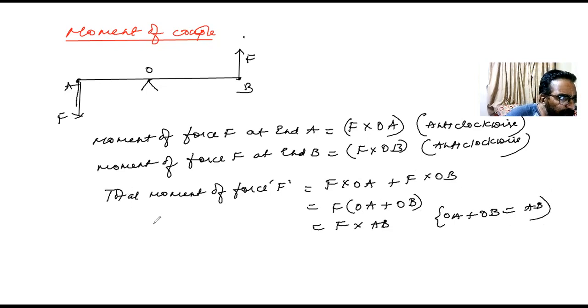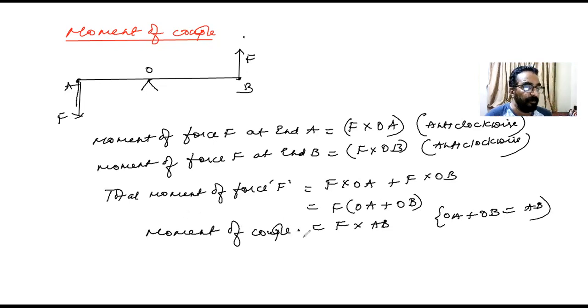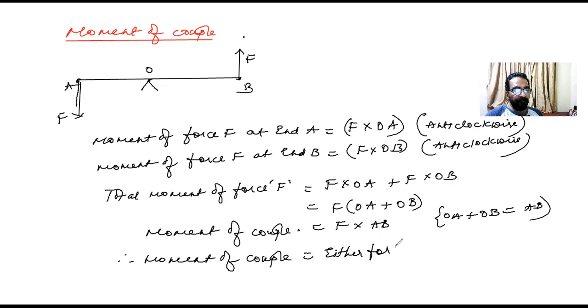So this total moment of force is called moment of couple now. Therefore, moment of couple is nothing but total moment of force. Moment of couple is equal to F into AB. Now, F is either force. Therefore, can I say in words, moment of couple is equal to F, either force, and this AB is nothing but length. This is length of the bar. It's nothing but arm of the couple.